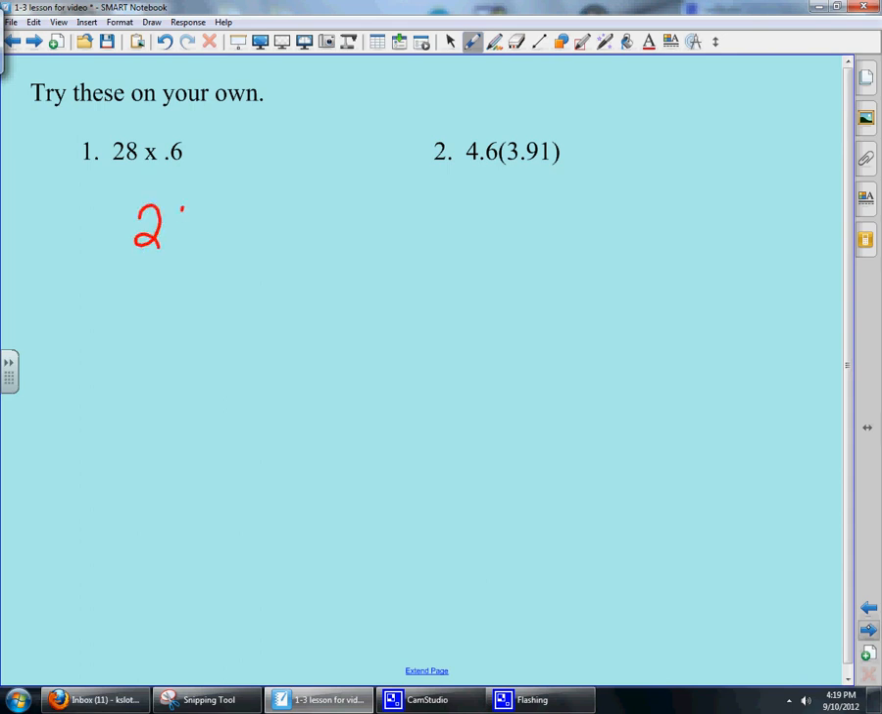So we have 28 times 6/10. So we're going to ignore the decimal points and multiply. 6 times 8 is 48. So we have 8 carry the 4. 6 times 2 is 12 plus 4, which is 16. We have only one number after the decimal point, so I only need to move the decimal one place over. So the answer is 16.8.